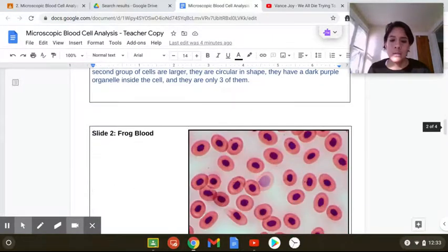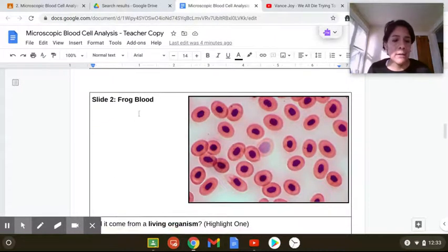Okay, so you're going to do the exact same thing for frog blood. You're going to give me a description. You're going to talk about how this shape is oval and it's more of an orange pink instead of a light pink. All of these cells are larger than the human blood cells, and they all have this dark purple organelle inside them.